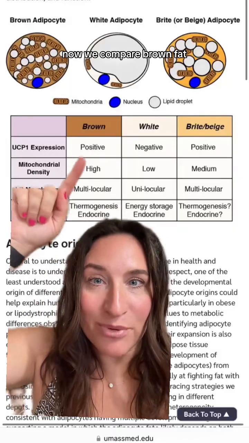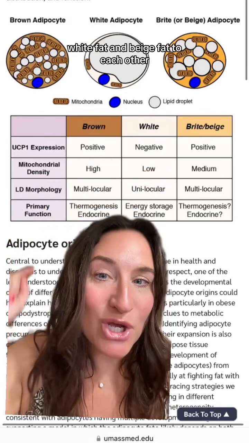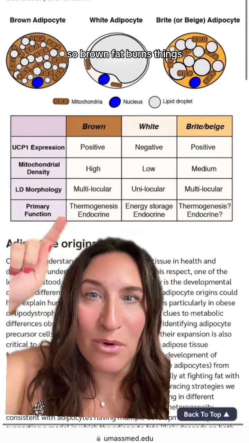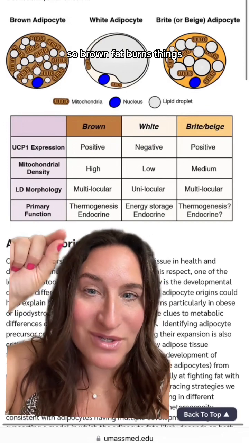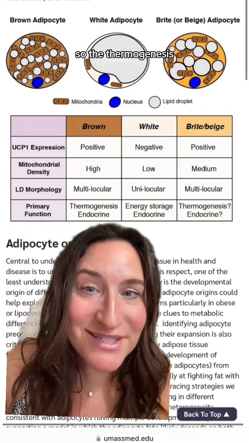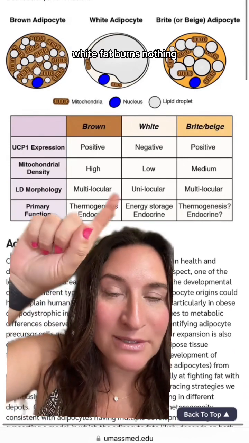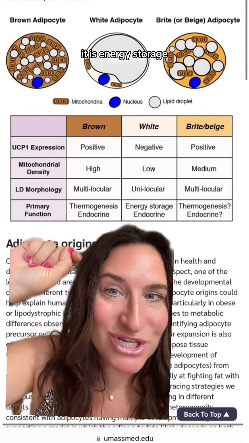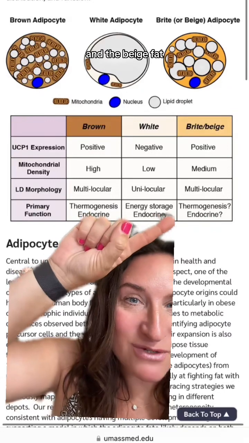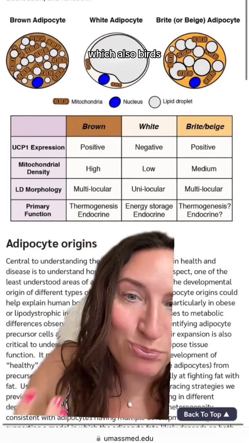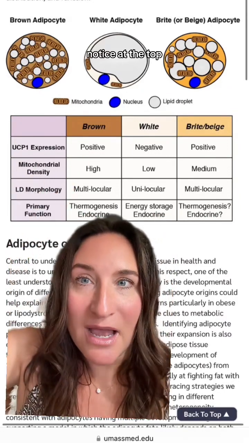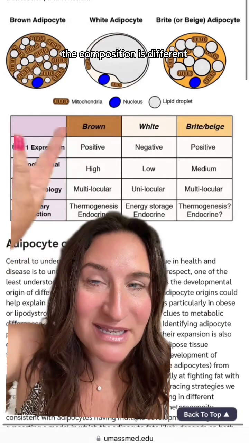Now when we compare brown fat, white fat, and beige fat to each other, brown fat burns things, the thermogenesis, okay, so that's why we're talking about it, it changes your metabolism. White fat burns nothing, it is energy storage. And the beige fat also burns. Notice at the top, the composition is different.